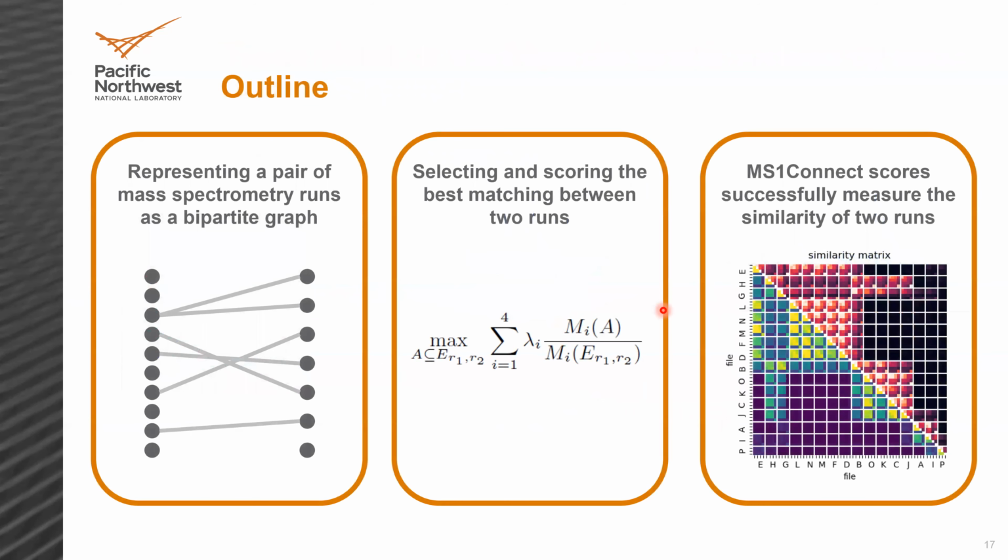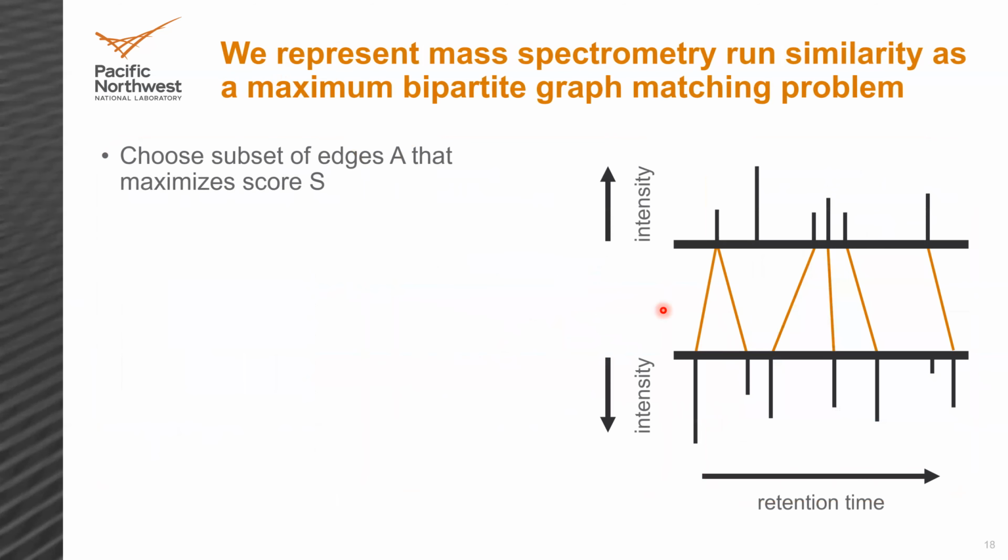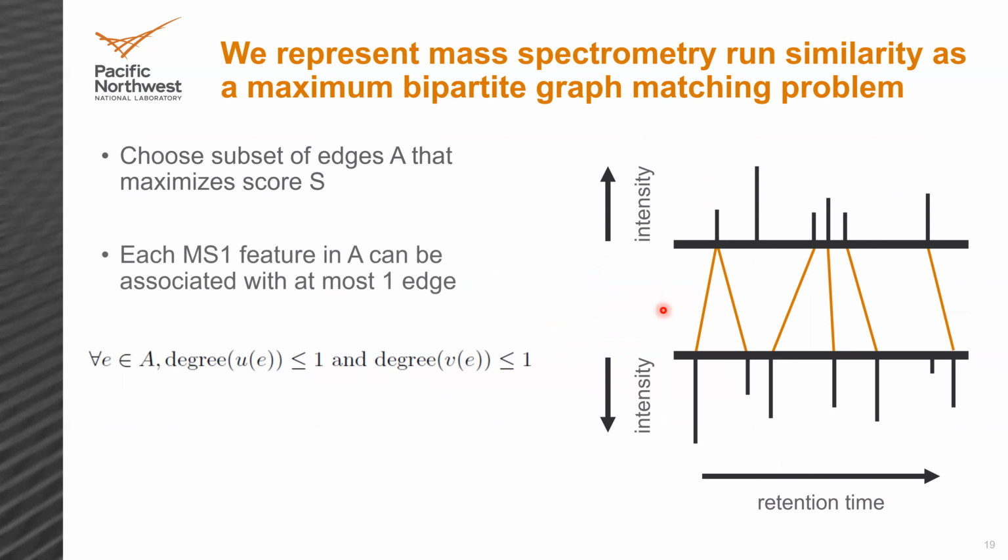Next, we're going to talk about how we represent mass spectrometry run similarity as a maximum bipartite matching problem. In a maximum bipartite graph matching problem, we want to choose a subset of edges A that maximizes score S, subject to a certain constraint. The constraint we have is that each of the MS1 features in A can be associated with at most 1 edge.